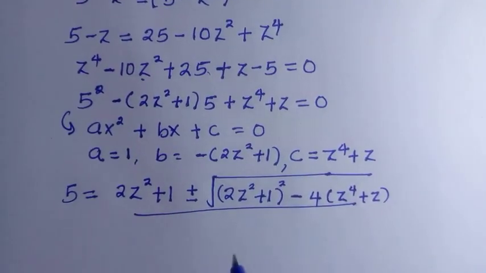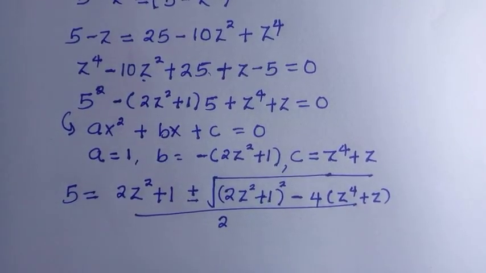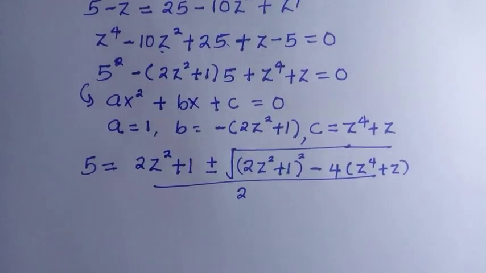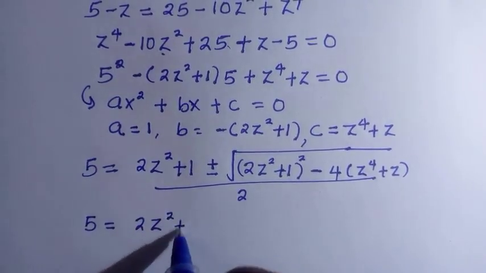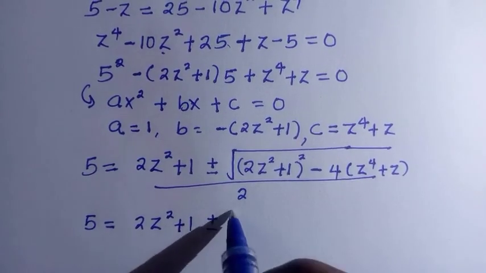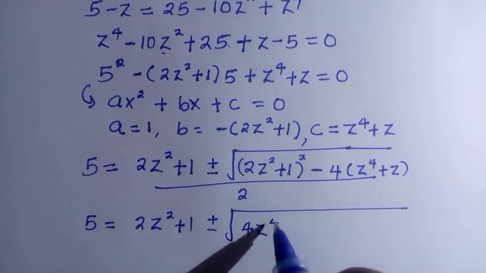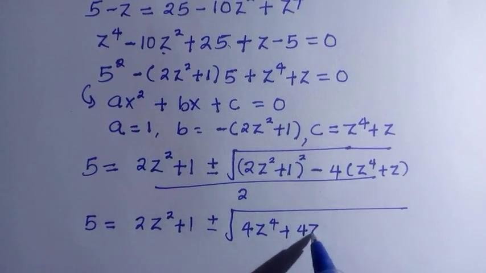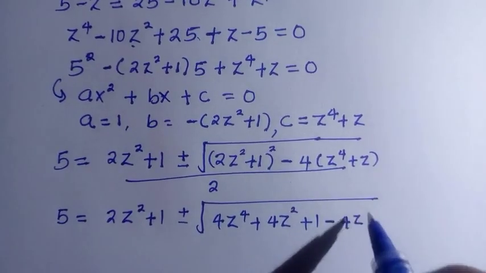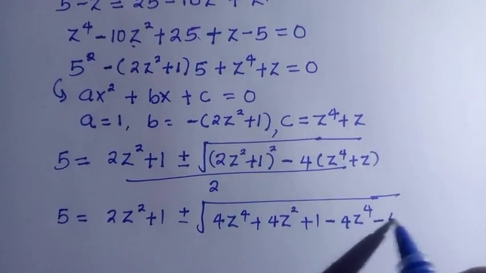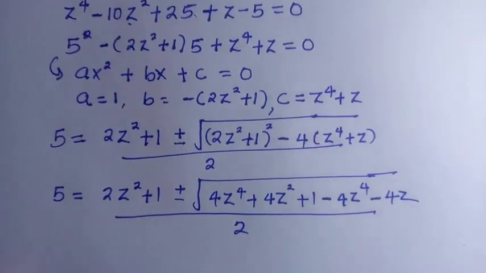Divided by 2a, and the value of a here is 1, so it remains 2. Then we have 5 equals 2z² + 1 plus or minus the square root of, when we expand this, 4z⁴ + 4z² + 1, and here is minus 4z⁴ minus 4z, divided by 2.